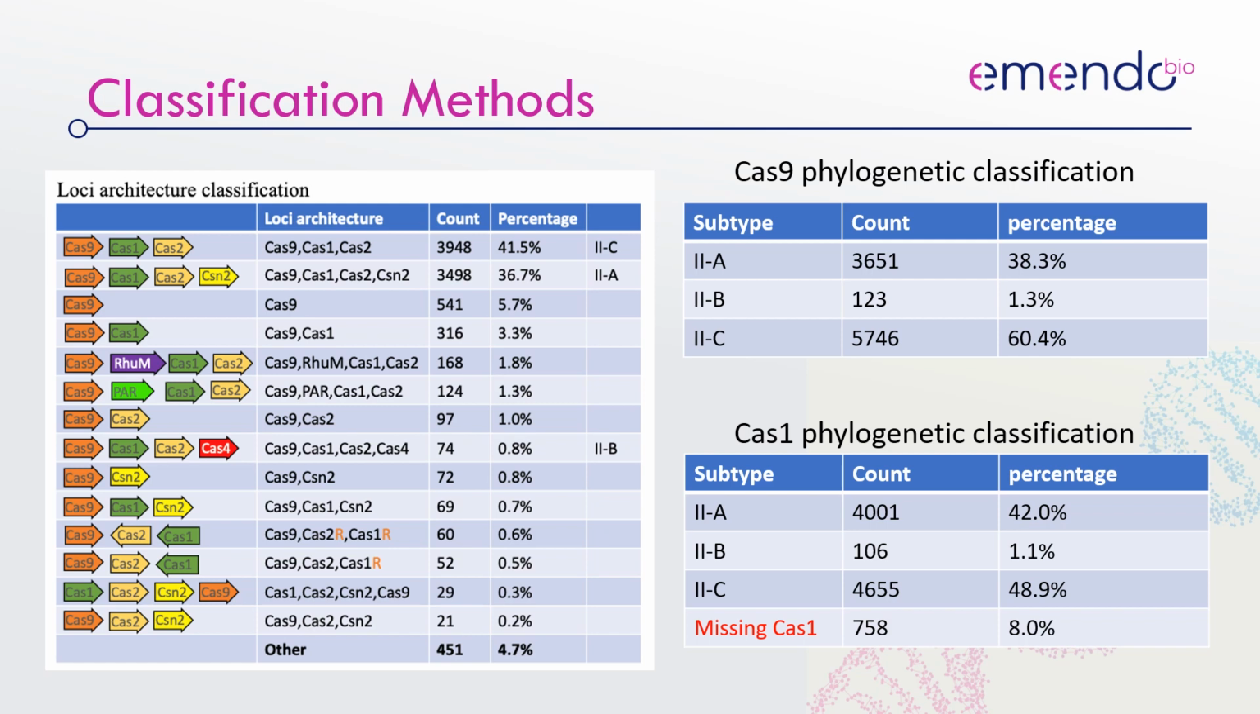We can see that while there is a variability in the percentage of each subtype, overall the most common two subtypes are 2C and then 2A, and we can find 2B in only around 1% of the cases. Interestingly, while we expected to find Cas1 in all cases, it was missing in around 8% of the CRISPR systems that we were looking at.